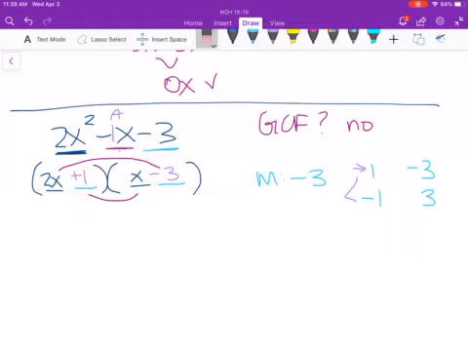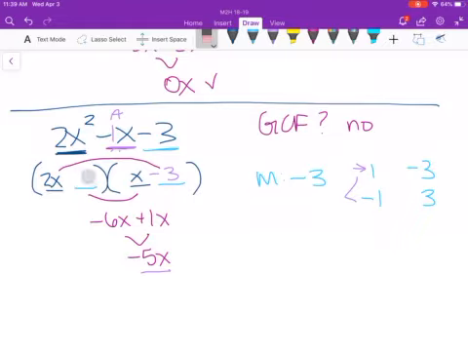Now, our only other option, well, we could try flipping the signs. But we weren't even close. We had negative 5 and we want negative 1. So we're not even close to negative 1. Flipping the signs wouldn't help us much. It would only give us a positive 5x when we multiplied it out.